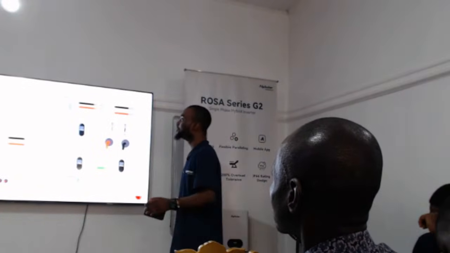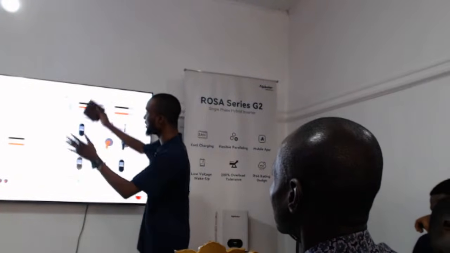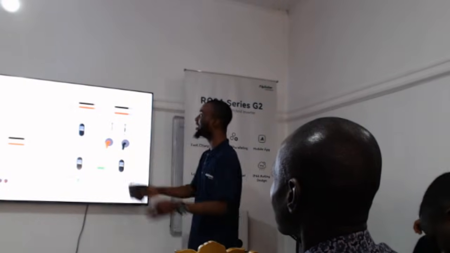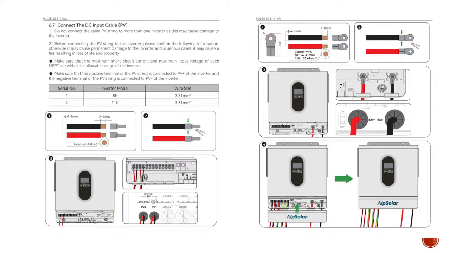Connect the DC input cable PV. These are the guidelines in connecting the PV cable. Do not connect the same PV string to more than one inverter unless you are a criminal. That is when you do that. You use one PV, and I've seen where one battery has served 3 different inverters.